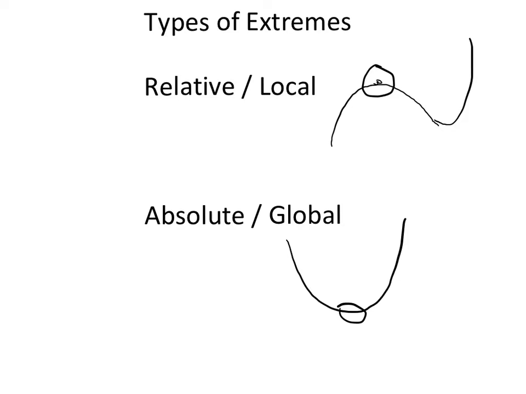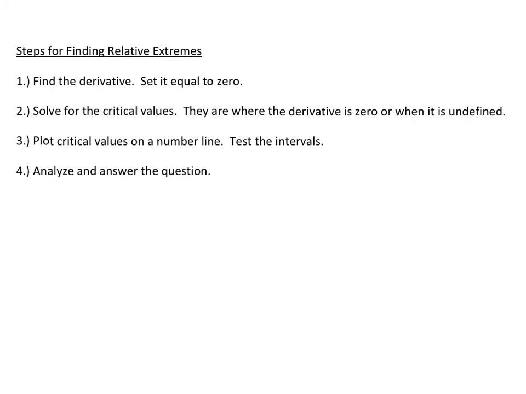We're going to talk about different ways that you can find relative maximums and minimums and also absolute maximums and minimums. But first, let's talk about relative. There are 4 steps for finding a relative extreme, either a relative maximum or a relative minimum. First, find the derivative and set it equal to 0. Second, solve for any critical values.